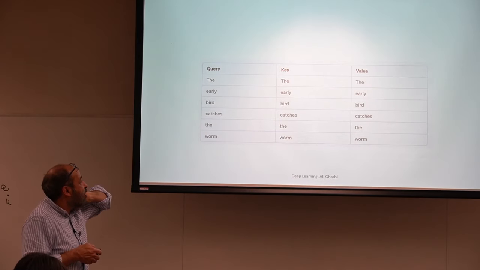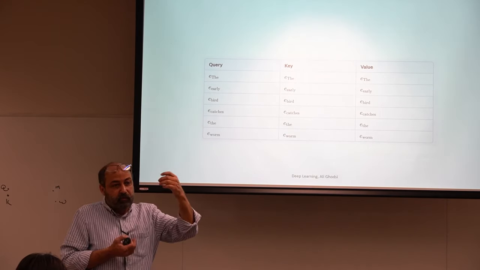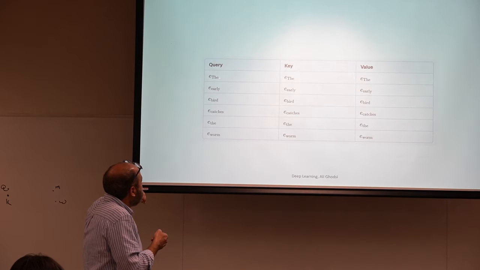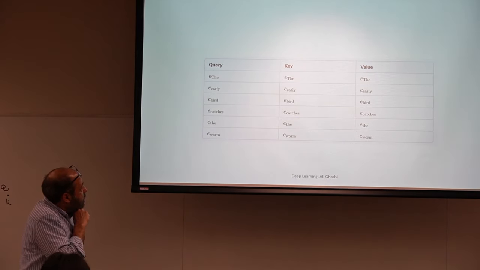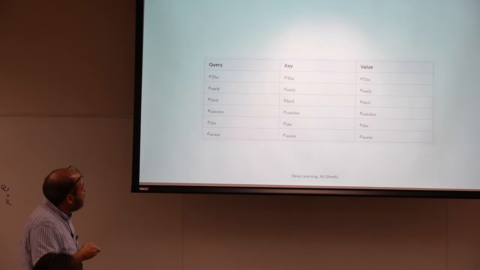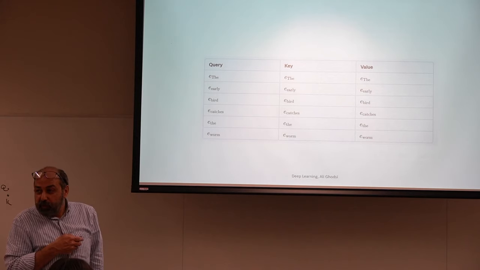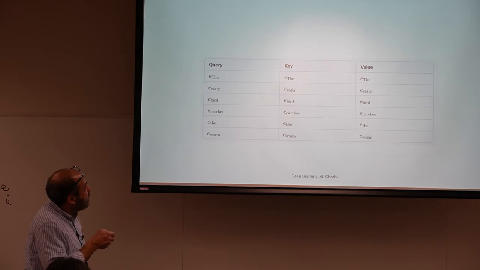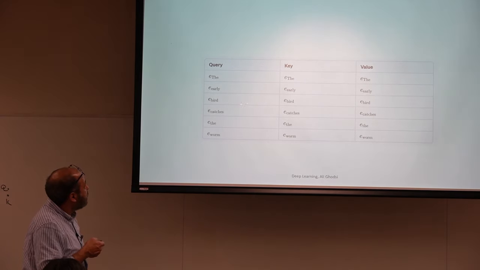And we have a vector representation for each single word, right? So we tokenize our sentence as words or tokens, and then we have a vector representation for each of them. Suppose that I call this vector representation E, so E_the means the vector representation for the word the. Now suppose that I'm going to find similarity. If I look at the word bird, for example, this is my query now, and I have to compute the similarity of this query with all of the keys. What's the similarity of bird with the? What's the similarity of bird with early?